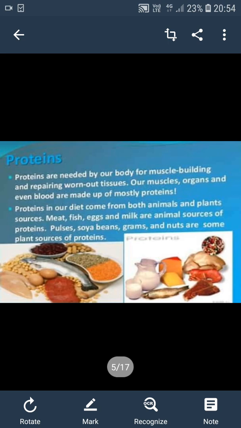Next, carbohydrates, proteins and fats, these 3 nutrients we call macronutrients. Why are we calling these 3 macronutrients? Because in our diet, we take a large amount of nutrients like carbohydrates, proteins and fats. We take them in large amounts. That is why we say these 3 are macronutrients.